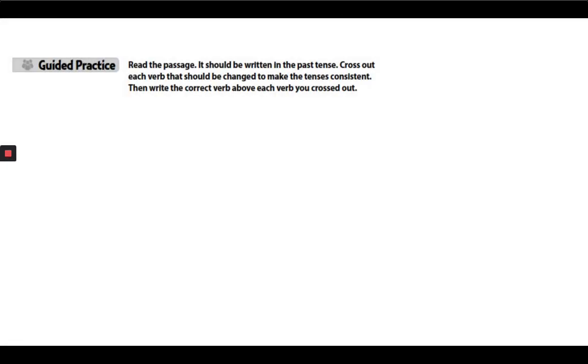All right, let's do our guided practice. So I'm going to read the passage, and it should be written in the past tense, okay? We're going to cross out each verb that should be changed to make the tenses consistent. Then we're going to write the correct verb above each verb that we cross out, okay?